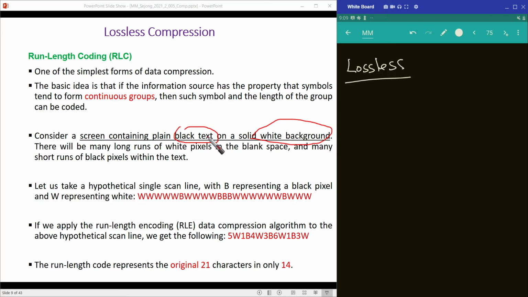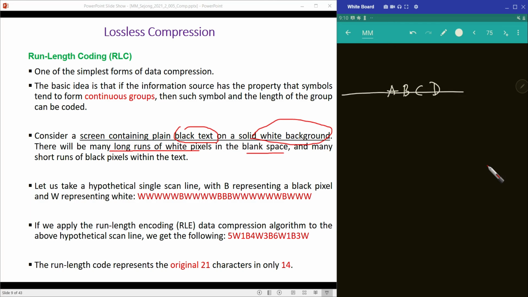Now, if we see one line of that screen, just an imaginary line, then what will we be seeing? We'll be seeing many white pixels in the blank space. There will be many long runs of white pixels in the blank space. Think about it like this: let's say A, B, C, D. Let's say this is our black background, and this is white text, just the opposite of this one. Just think about this when I'm writing. So these are white text on a black background.